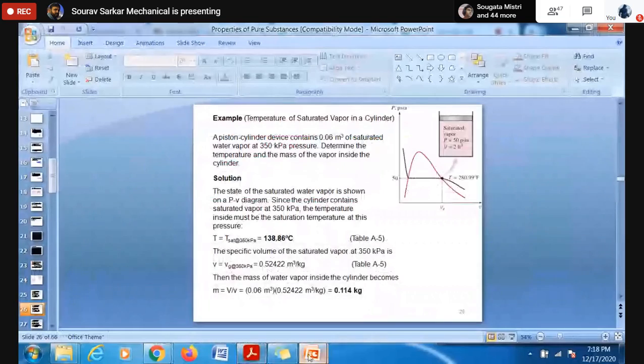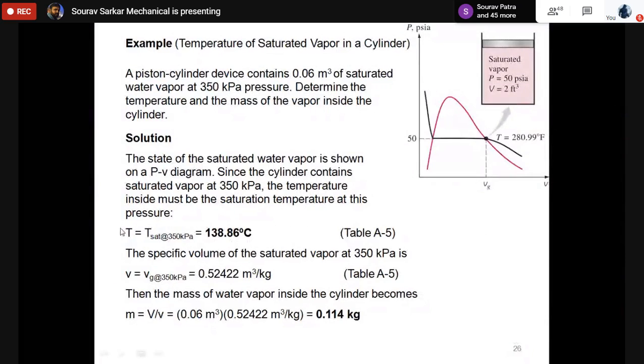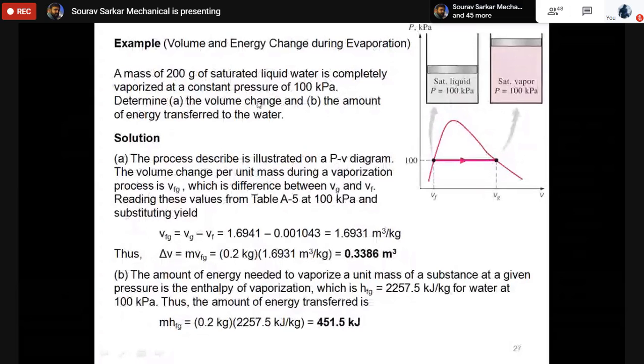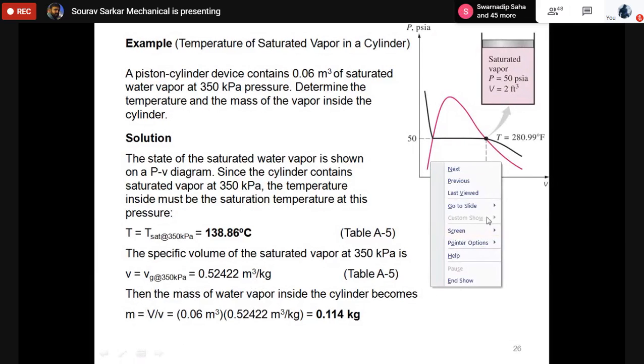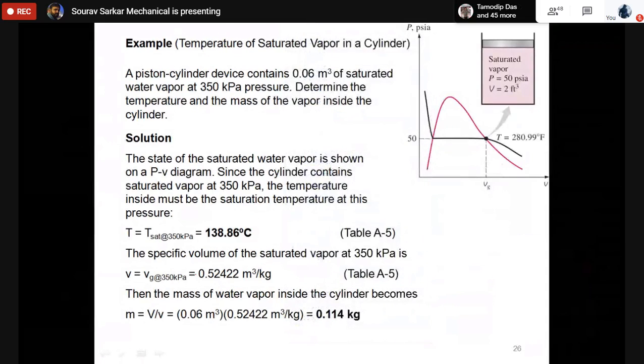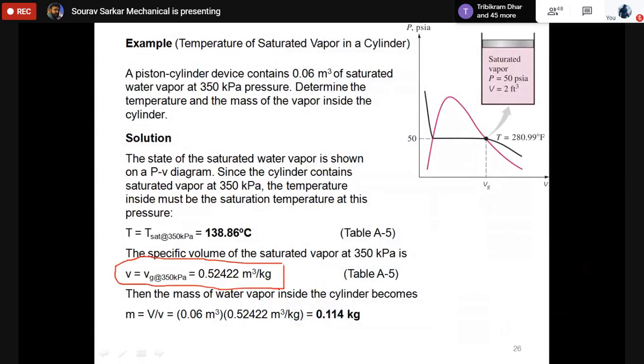So I know what my temperature is. Next, they are asking that you know the final volume, and you have to calculate the mass of the vapor inside the cylinder. If you know the final volume and the specific volume, you divide the final volume by the specific volume. If I know the specific volume from the table, how can I find this? Can you verify this data is true? Can you verify the table?